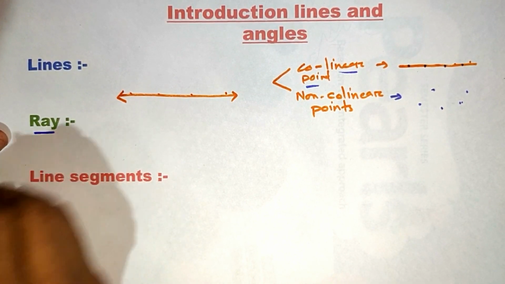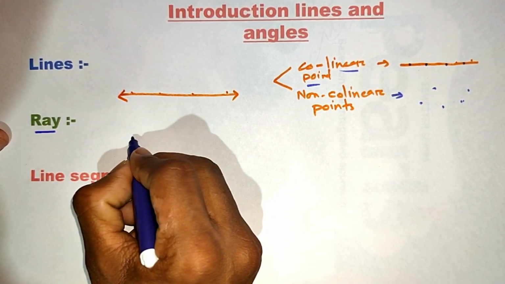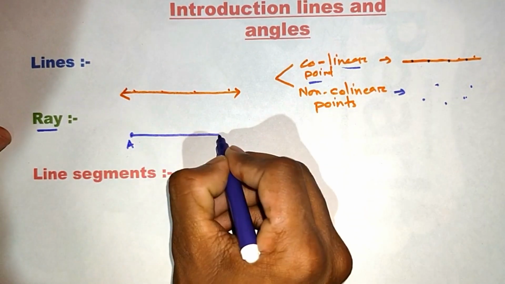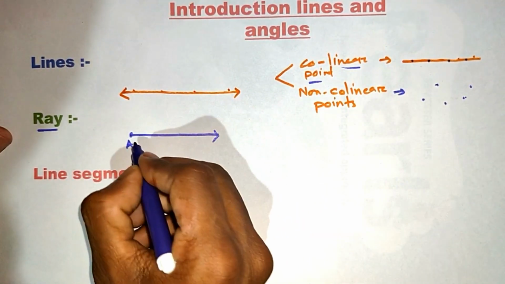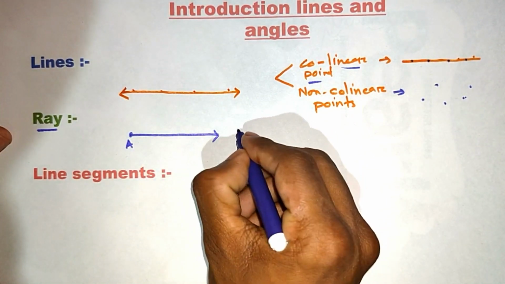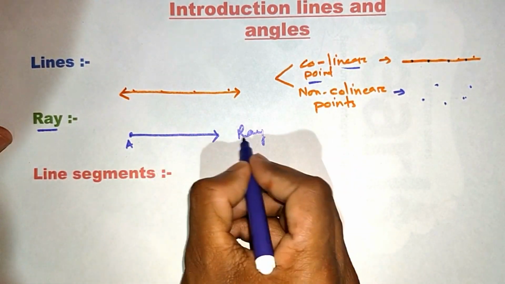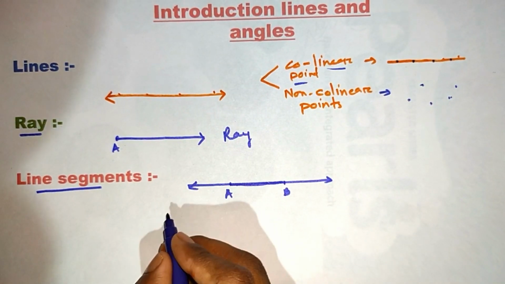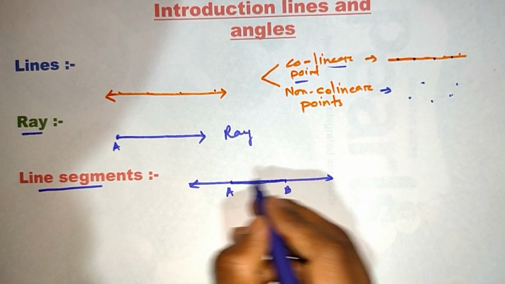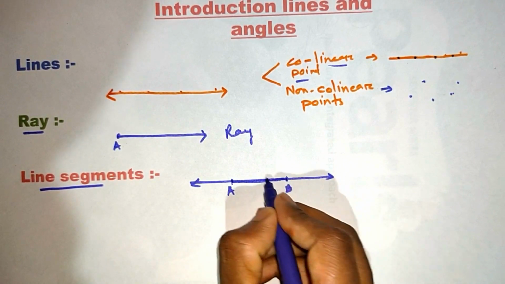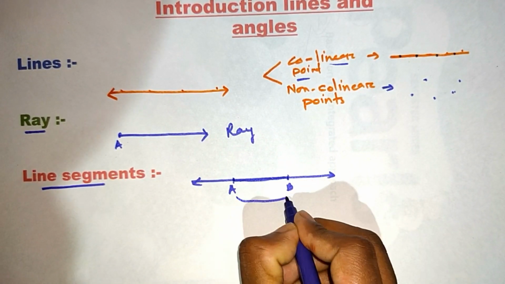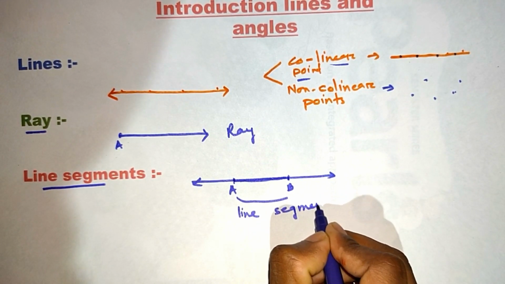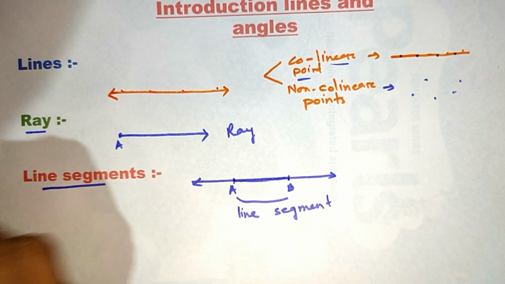Now, what is ray? If I draw one line with one ending point, this is the ending point, and this side will continue, then this shape will be called a ray. A ray has one ending point and one non-ending point. Now line segment. This is a line and this small part of this whole line is called a line segment. Line segment means a piece of a line.